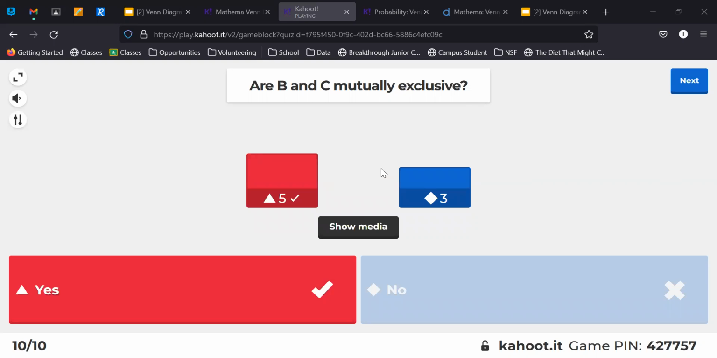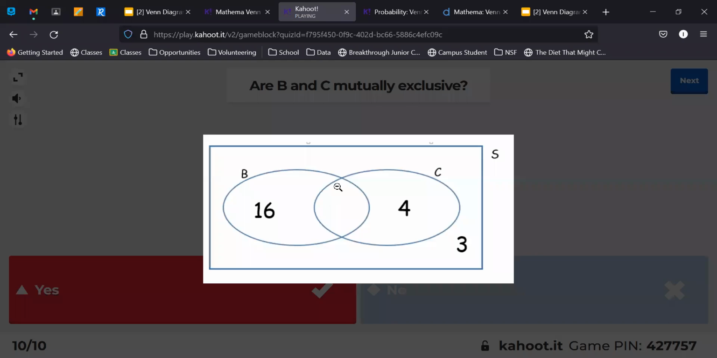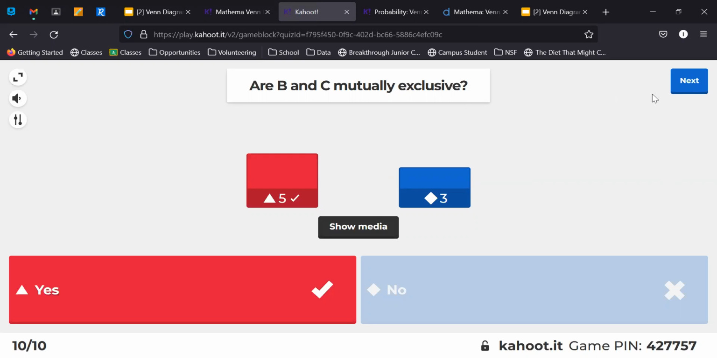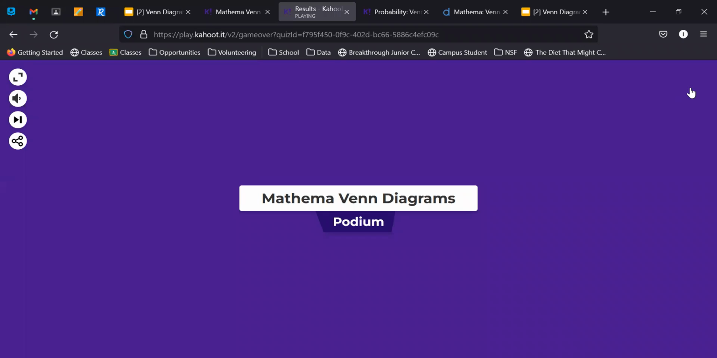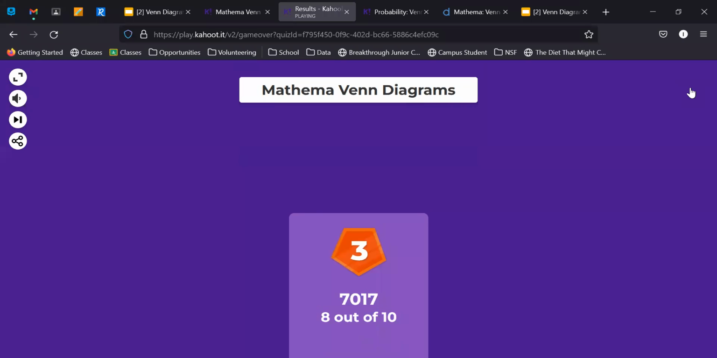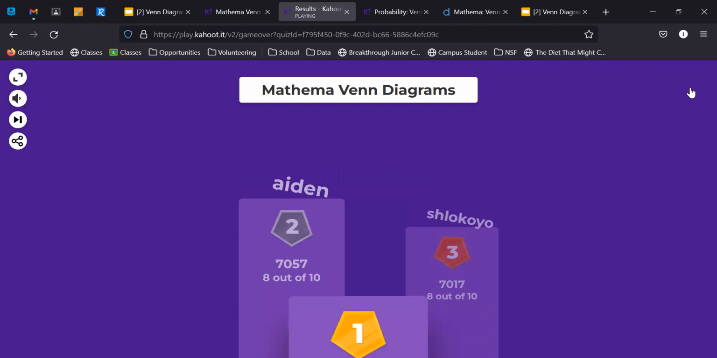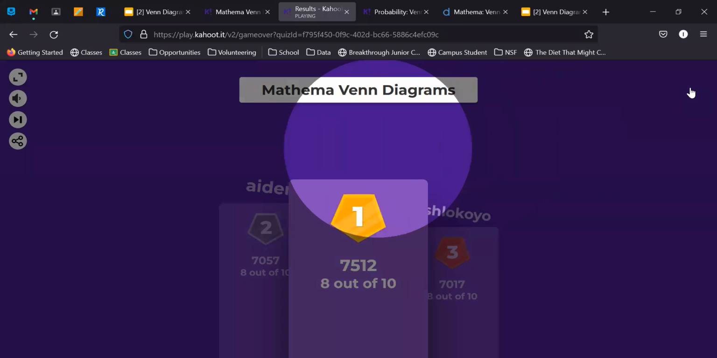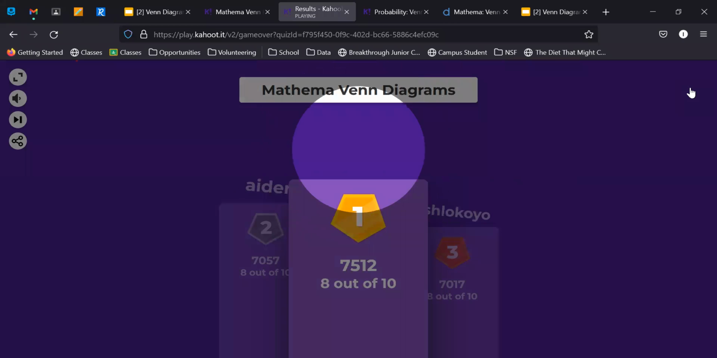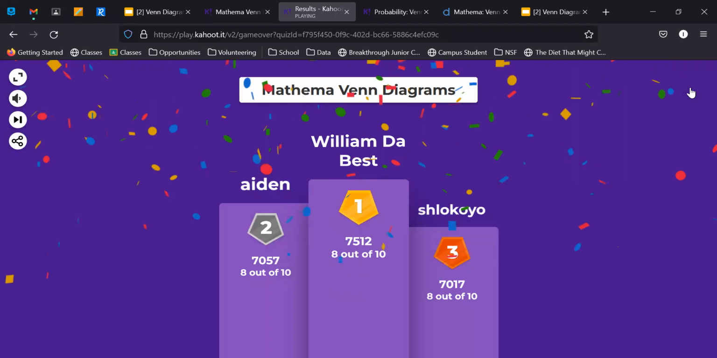Okay, some of you said no, they are not mutually exclusive, but because there's nothing there, you're supposed to assume that the intersection is 0. So the answer would be yes. So good job to Shlok, Aiden, and William. Good job.